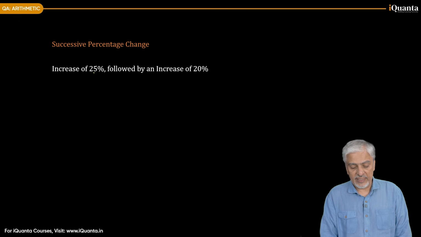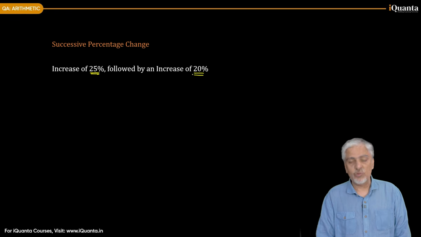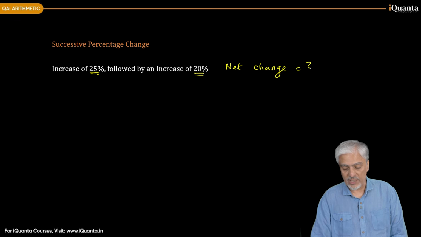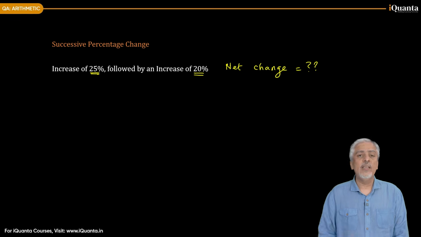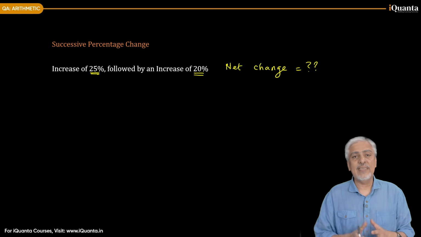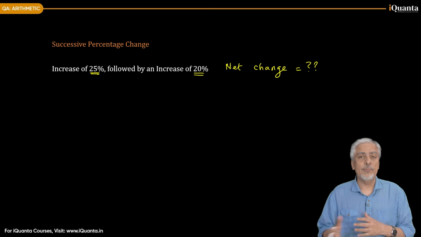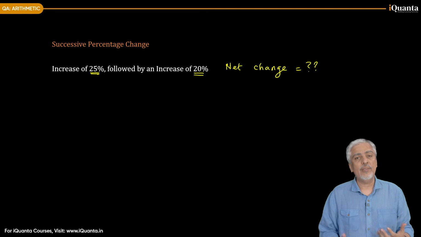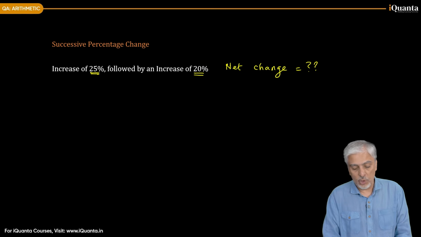So if there's an increase of 25% followed by an increase of 20%, what is your net change? What is the net change in terms of percentage? Now, as I said, we'll be talking about three approaches. The first and the most common approach is to take a value, the original number as a value.